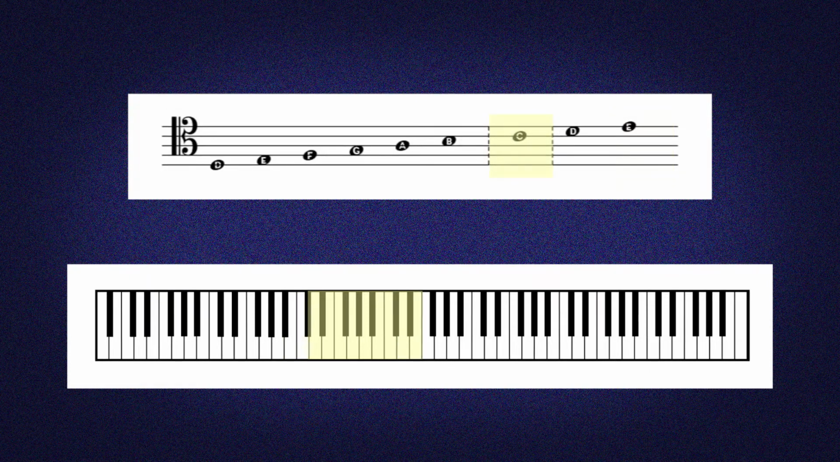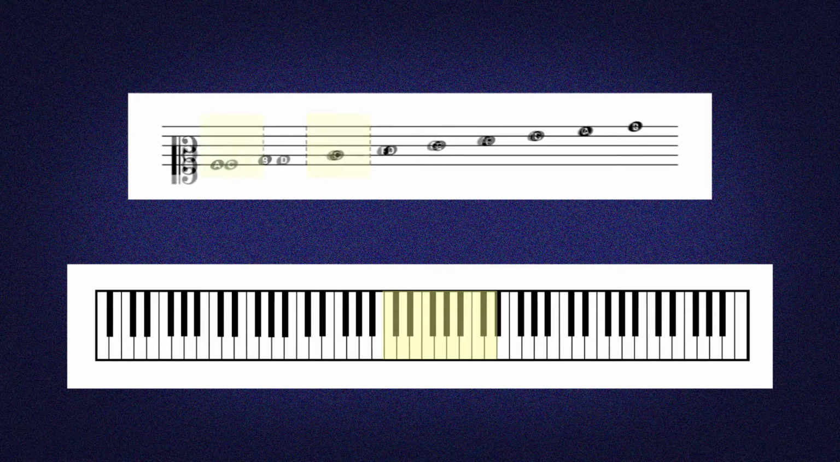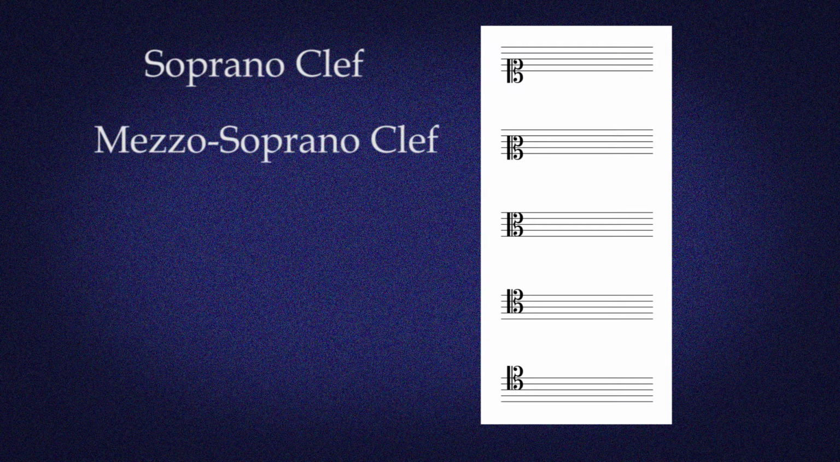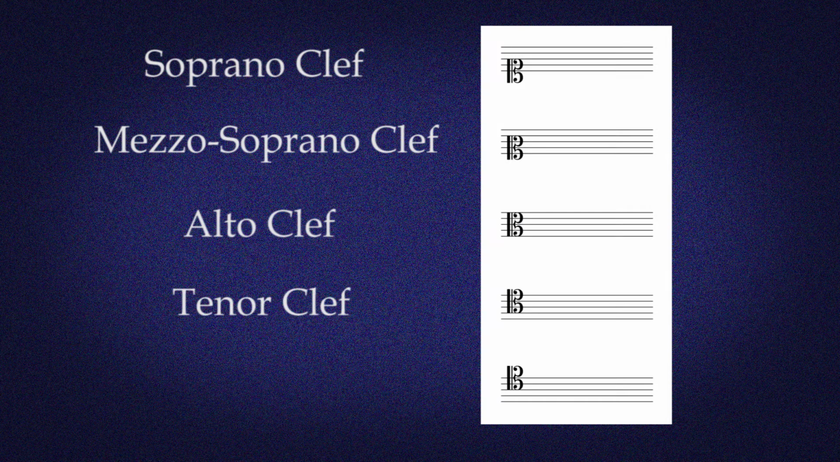As I move the clef down the staff, the notes found within the staff get slightly higher. Since there are 5 lines to which this clef could be attached, there are 5 movable C clefs: the soprano clef, the mezzo-soprano clef, the alto clef, the tenor clef, and the baritone clef.